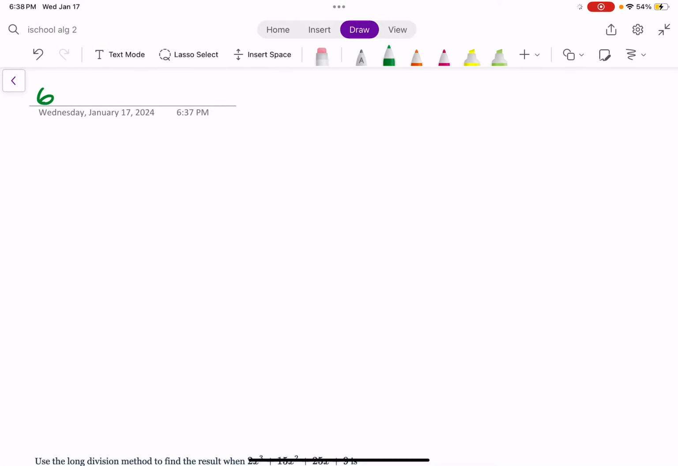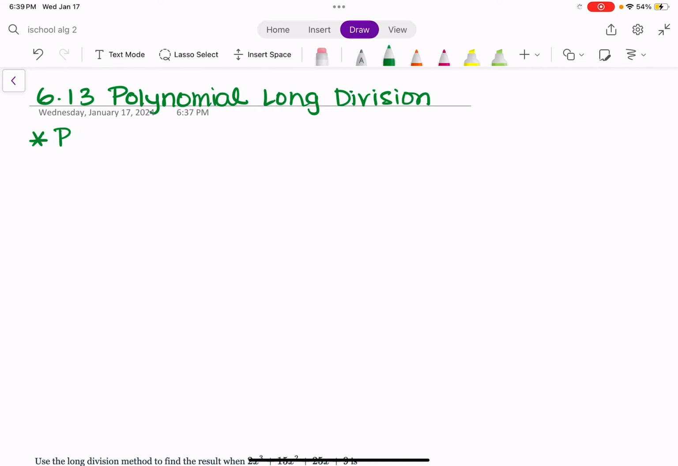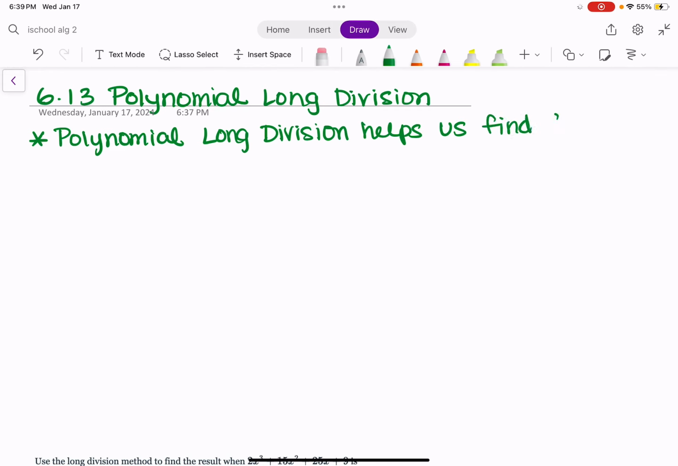Okay, so today is 6.13, polynomial long division. The reason why we're learning polynomial long division is because polynomial long division helps us find factors of a polynomial, okay?